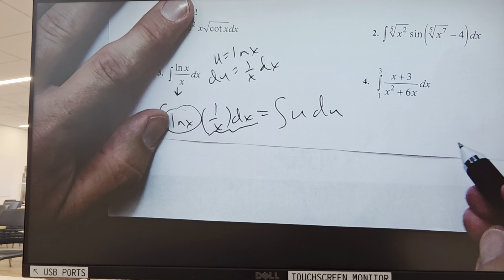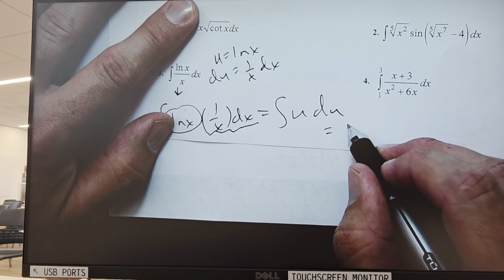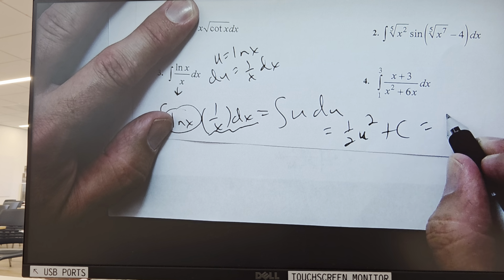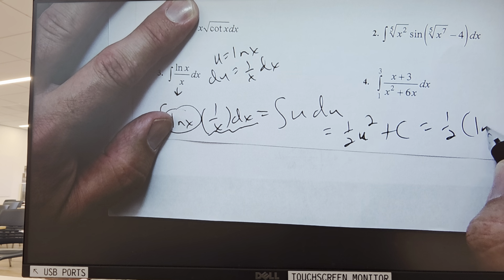And what's the integral of u du? Plus c. And then I just replace u with what I said it was.